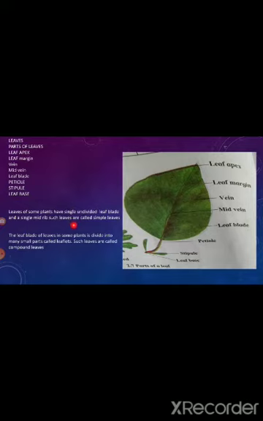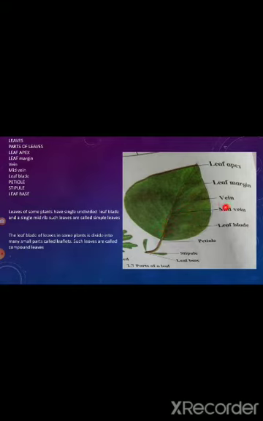So here I have written some important notes. The leaves of some plants have a single undivided leaf blade and a single midrib. Such leaves are called simple leaves. This leaf blade has only a single undivided leaf blade, and there is no vein, only a midrib. Such leaves are called simple leaves.